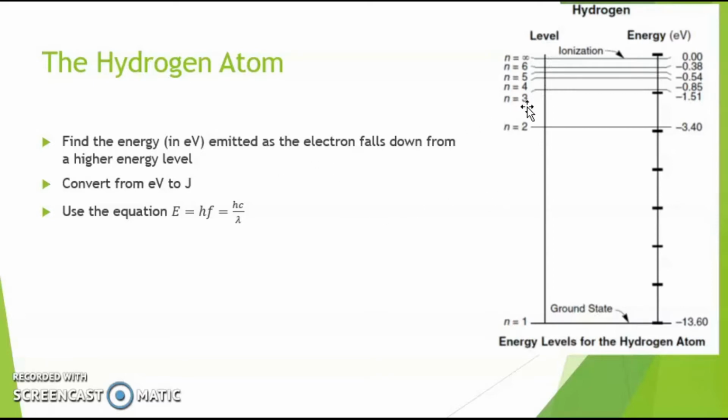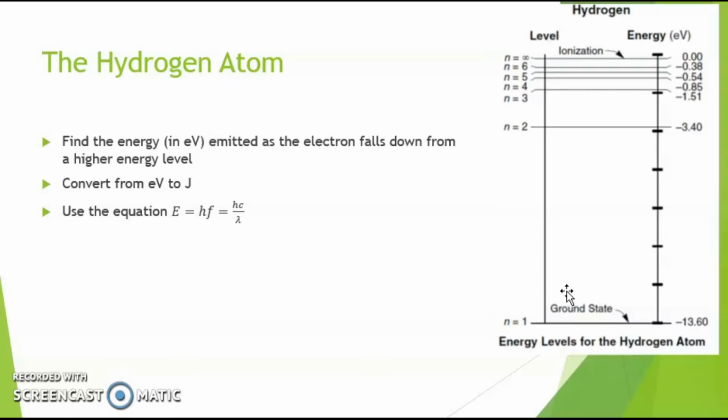The first thing you need to do is, looking at this energy level diagram, find the energy in electron volts, because this diagram is in electron volts, that's emitted as the electron falls down from a higher energy level. So you're going to find the difference between the two energy levels that we're transitioning between. Once you have that in electron volts, that's the energy. We do have the equation E equals hf, or E equals hc over lambda, but that energy is in joules. So once you have that energy in electron volts, you need to convert it to joules.